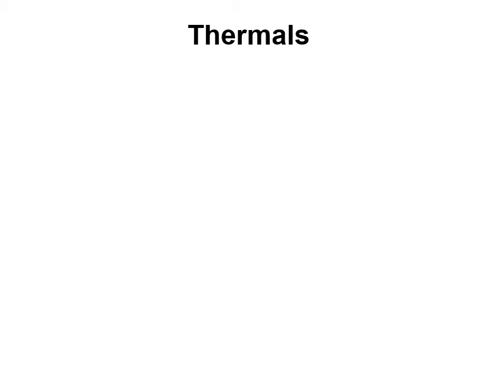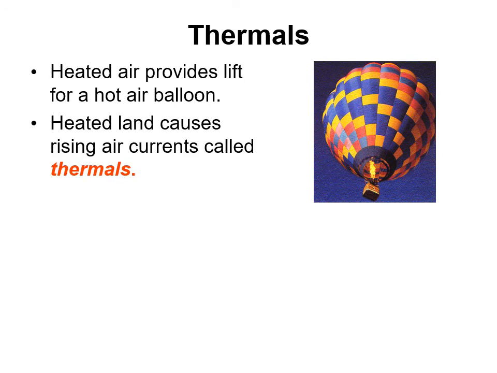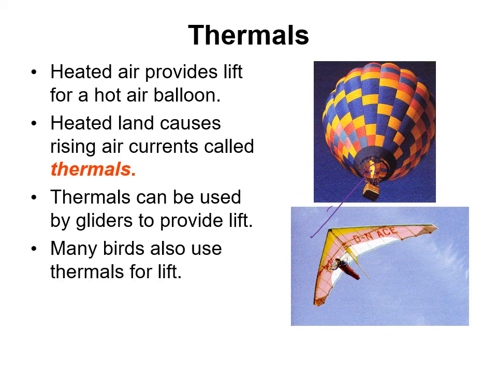And you can also see this in the atmosphere with thermals. So heated air provides lift for hot air balloons. What happens is that you're using the flame here to heat the air molecules. The air molecules expand and rise. You can also see this in the atmosphere with something called thermals. So heated land causes air currents to rise, and they're called thermals. And the thermals can be used by gliders to provide lift. You can also see this with birds. If you go up and look in the sky, they are going around in circles. Those are examples of birds using thermals to do exactly the same thing.